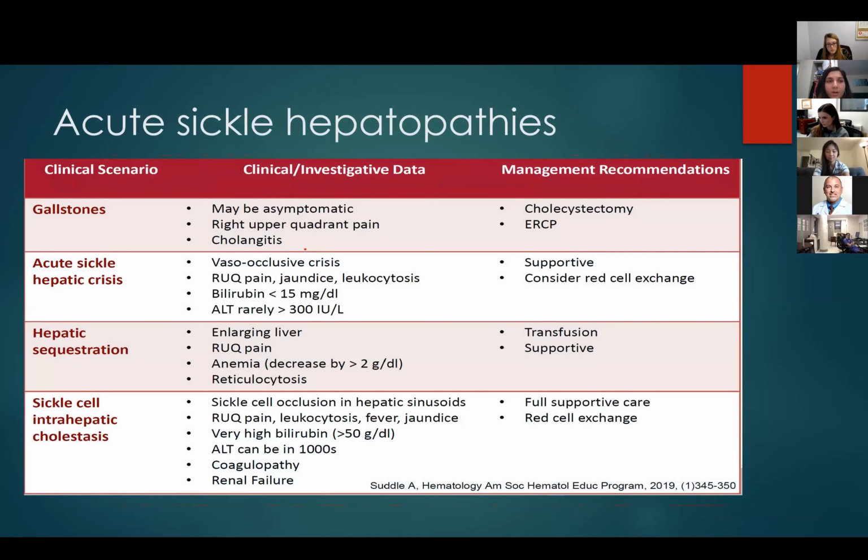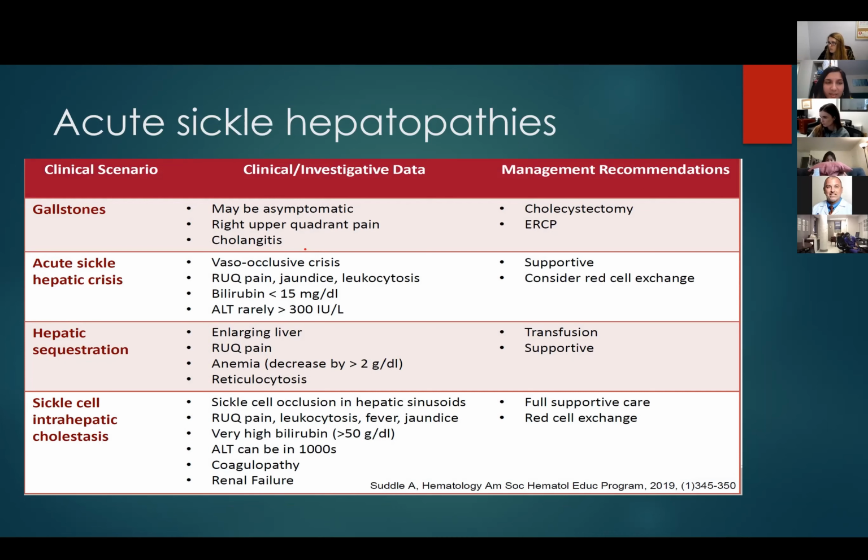Okay, moving on to some liver injury caused by sickle cell disease. I just included gallstones here because that's common, but we know how to manage that. So I'll stick to talking about acute sickle hepatic crisis, hepatic sequestration, which is very similar to splenic sequestration, and sickle cell intrahepatic cholestasis, which can be really life-threatening.